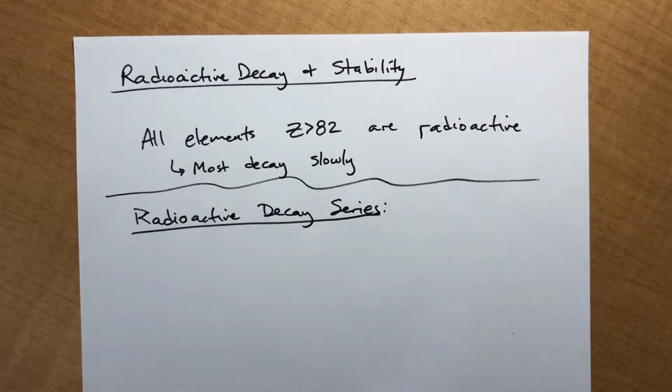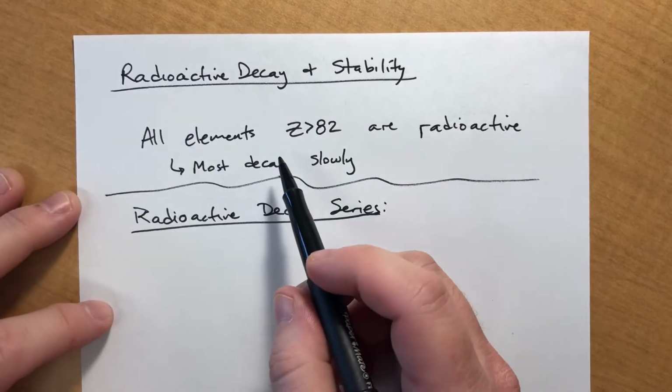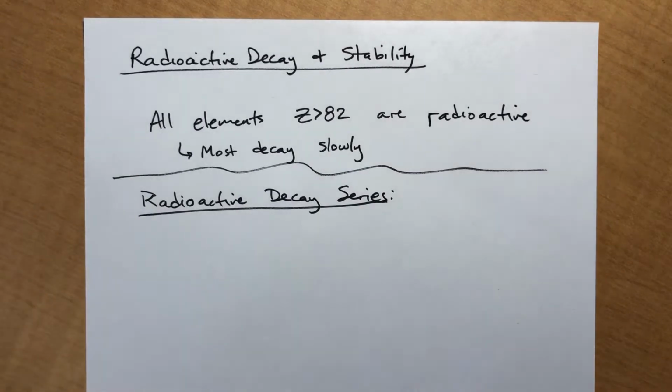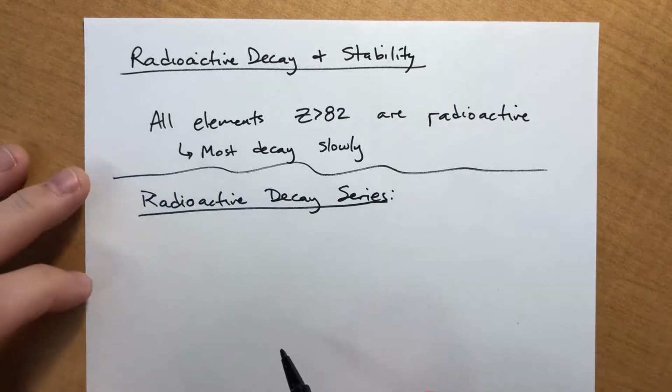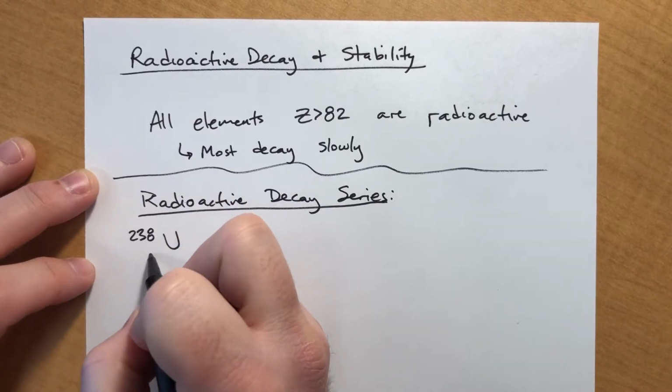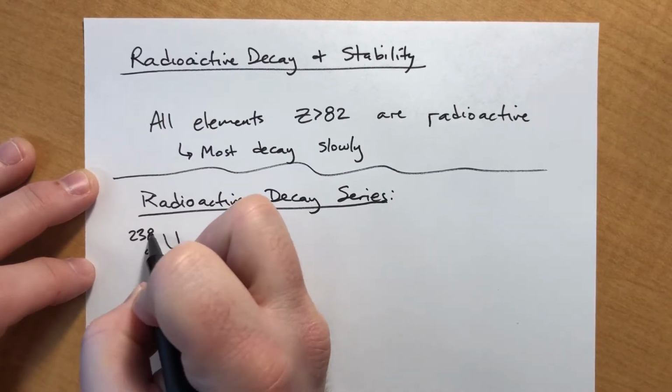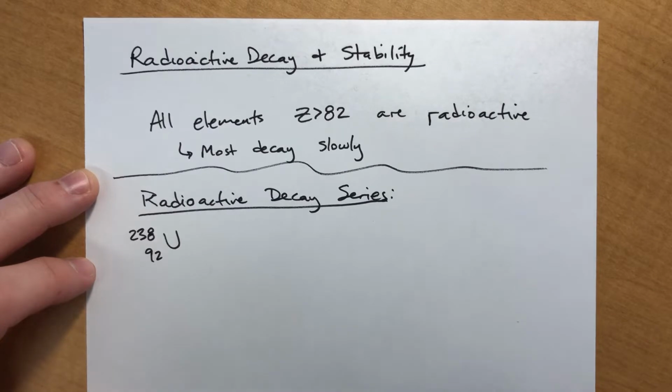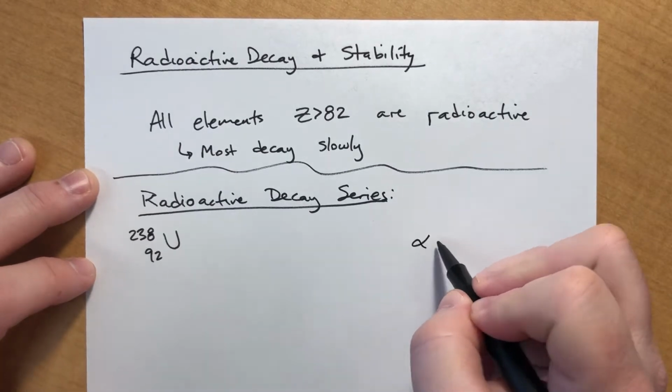It's a little random because most of these elements can emit more than one type of radiation, and it's kind of random as to which one it's going to do. But here's an example of something that is a radioactive decay series. So uranium-238 is a pretty common alpha particle emitter. It's the one we used as an example in the last video. Okay, so alpha particle emitter.